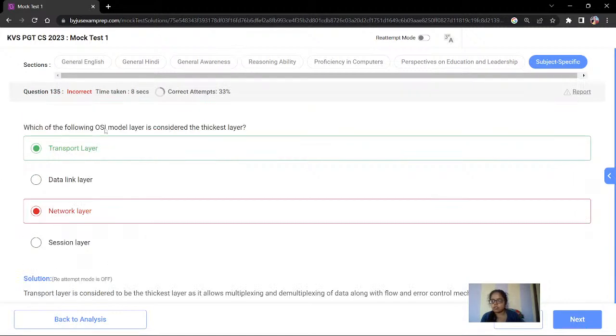Next, which of the following OSI model layers is considered the thickest layer? The thickest layer is the transport layer. The transport layer is considered the thickest layer as it allows multiplexing and demultiplexing of data flow, with flow and control mechanisms. That's why it is called the thickest layer. You can remember: T for transport, T for thickest.